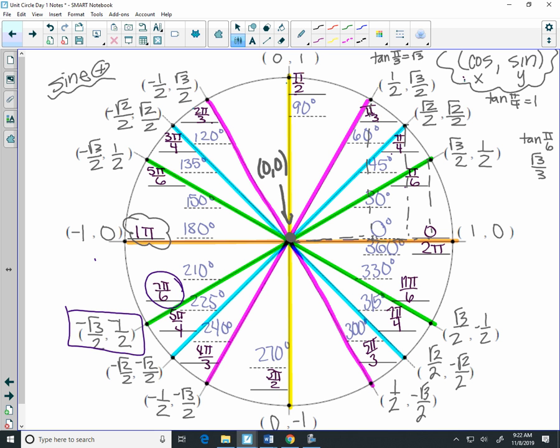Because now when we add those to the problems that we started yesterday, you're just going to be adding in tangent and then flipping all the fractions to get cosecant, secant, and cotangent.